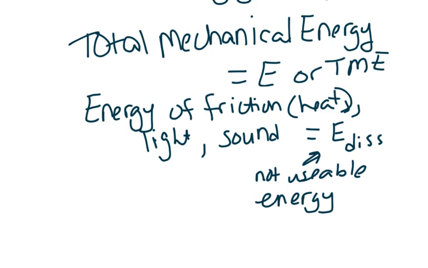And heat, light, sound. Now we can get energy from light, so let me not use that one as an example. But energy of friction, which is heat, and sound, we can't get usable energy out of that. So that's that energy we talk about not being usable by the system anymore. Okay. But we have to account for it because we know where that money went or that energy went, and we have to account for it in our equations.